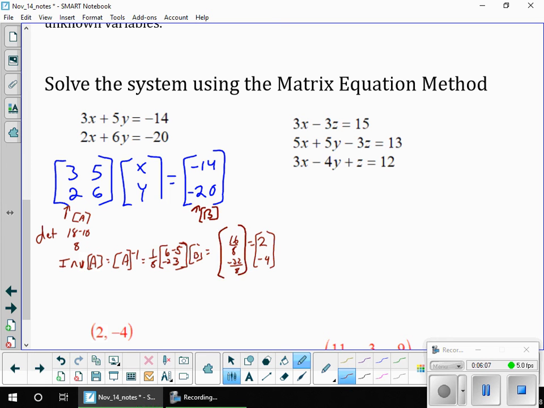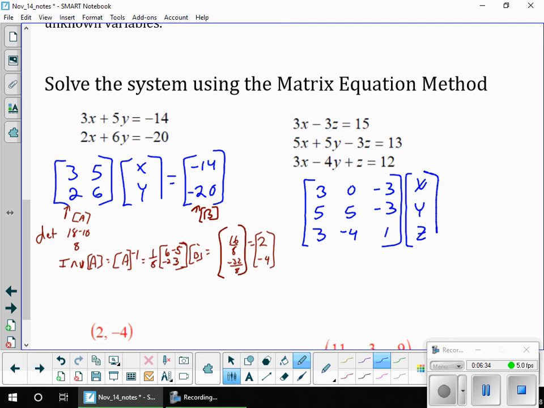Okay. So now, what if I have a three-dimensional system like we have over here on the left or on the right? We still have to be able to create the matrix equation. So I have a 3, a 0, and a negative 3, a 5, and a negative 3, a 3, a negative 4, and a 1. That's my coefficient matrix. And then I got my x, my y, and my z. And then my constants are 15, 13, and 12.